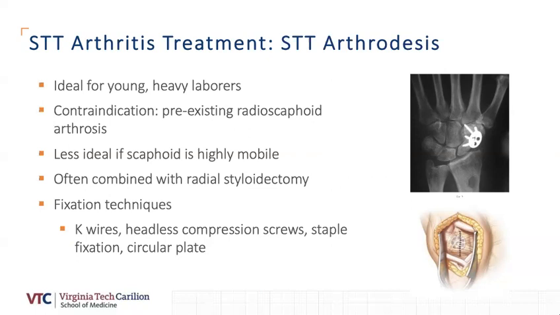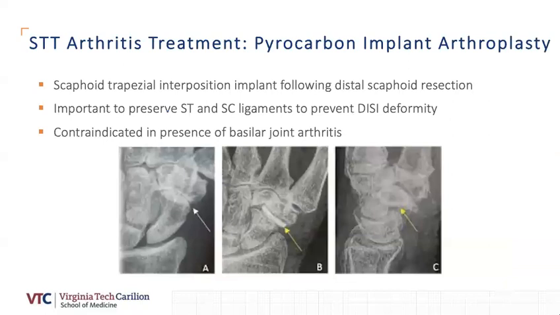There are several different fixation techniques that can be used, including K-wires, headless compression screws, staples, or circular plates. Another option is a pyrocarbon implant arthroplasty. This is done following distal scaphoid resection, and then you place a scaphotrapezial interpositional implant. And here again, you just want to make sure you preserve the ST and SC ligaments to prevent any future DISI deformities. And again, this is contraindicated in the presence of basilar joint arthritis, because you're not addressing that joint arthritis.